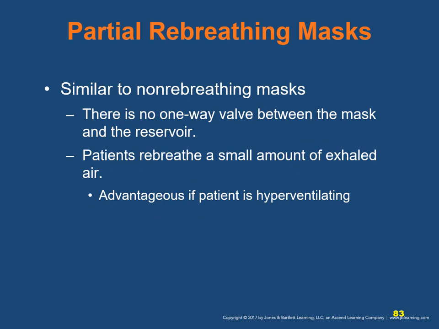Partial rebreathing masks are similar to non-rebreathing masks, except there's no one-way valve between the mask and the reservoir. Patients end up rebreathing a small amount of their exhaled air. This is advantageous if the patient is hyperventilating. The oxygen enriches the air mixture so patients receive 80 to 90% oxygen. To convert a non-rebreathing mask to a partial rebreathing mask, remove the one-way valve between the mask and the reservoir bag.